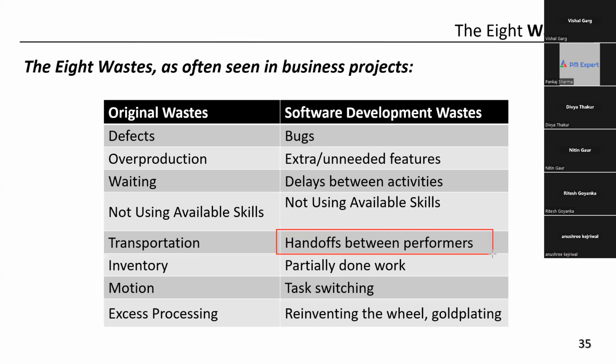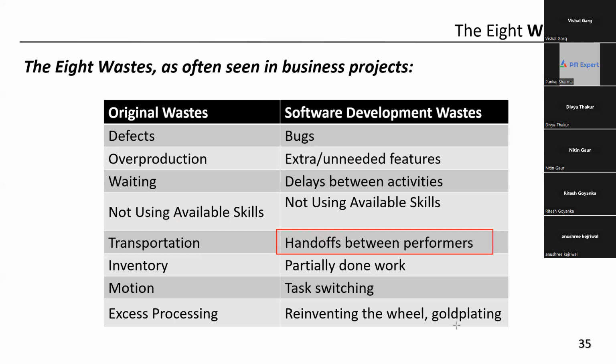Any kind of partially done work is also a waste. Task switching, when you don't focus on one task, also reduces productivity, right? Or reinventing the wheel or gold plating, it is also waste. That's why, in project management, you say reuse rather than reinvent. Try to reuse whatever is already available. These are different sources of waste.